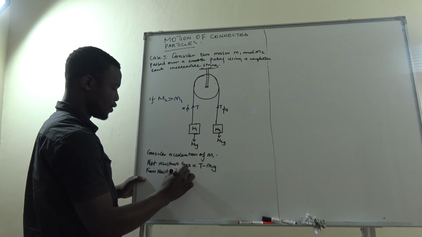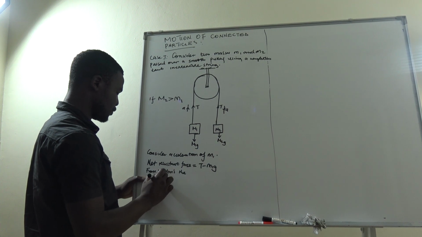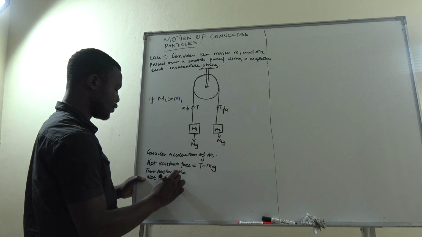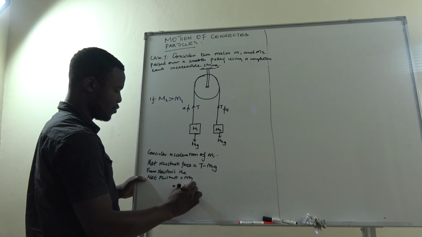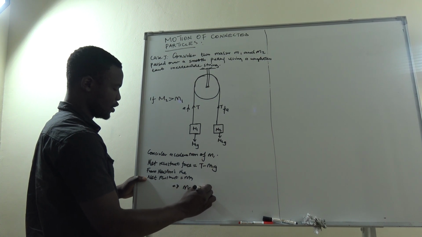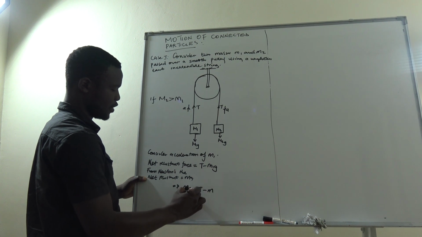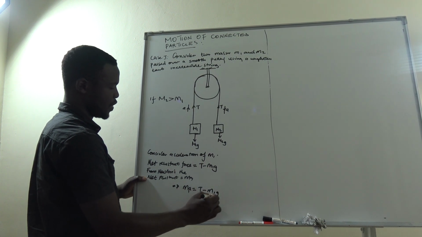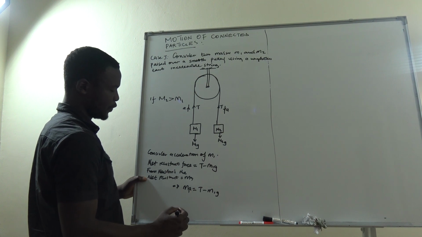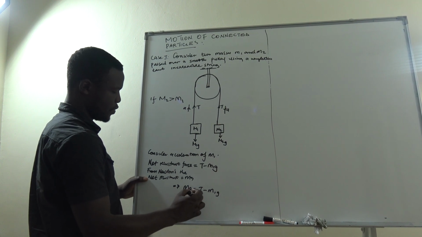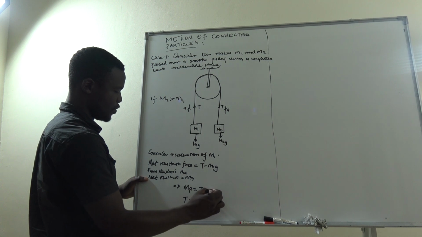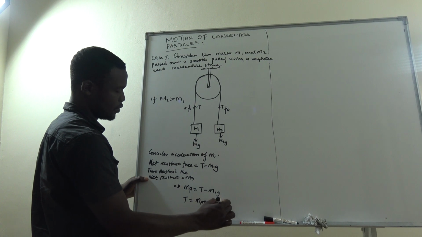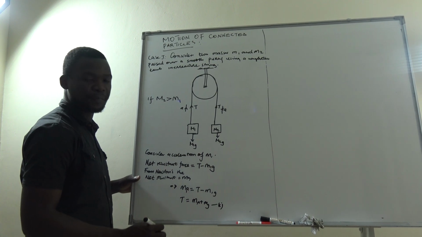the net resultant force is equal to MA. So this implies that M1A is equal to T minus M1G. So if we make tension the subject of the formula, we see that tension will be equal to M1A plus M1G. We can call this our first equation.